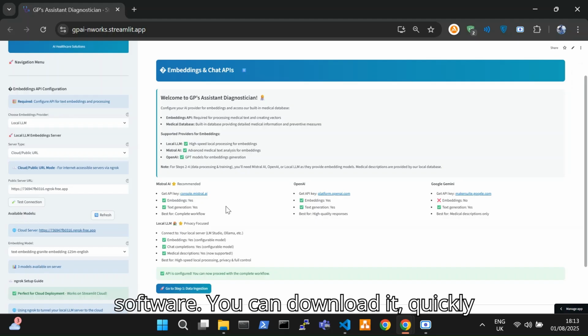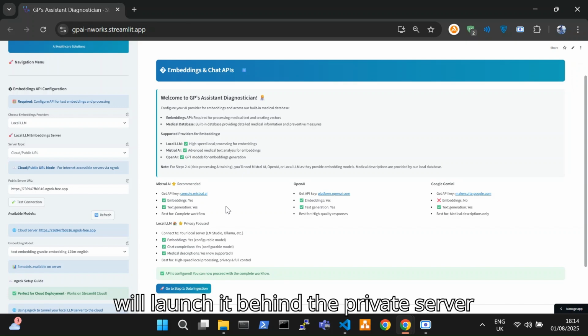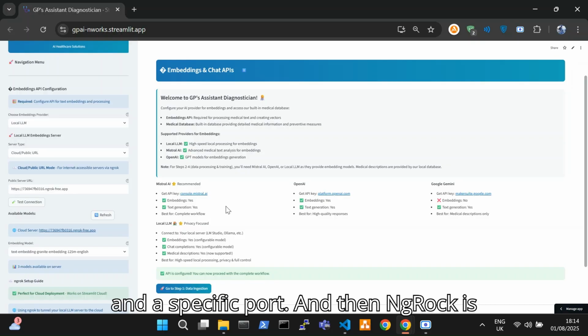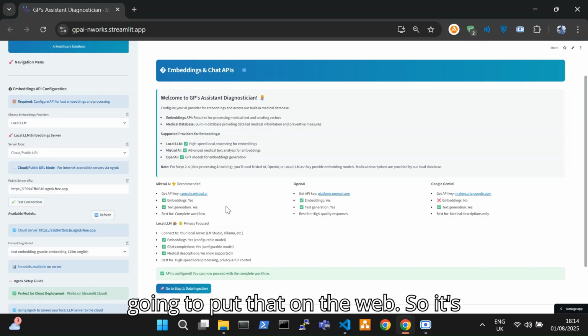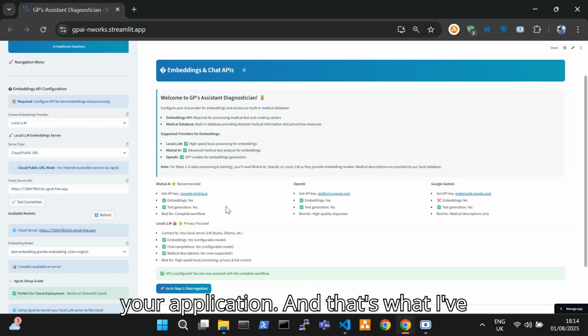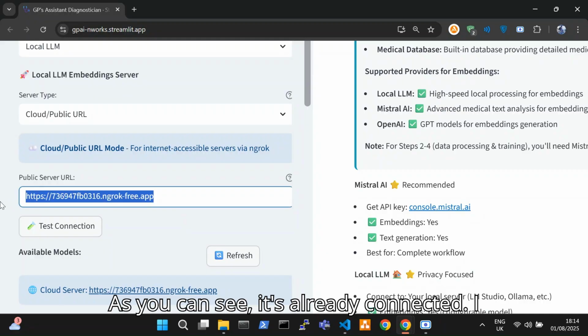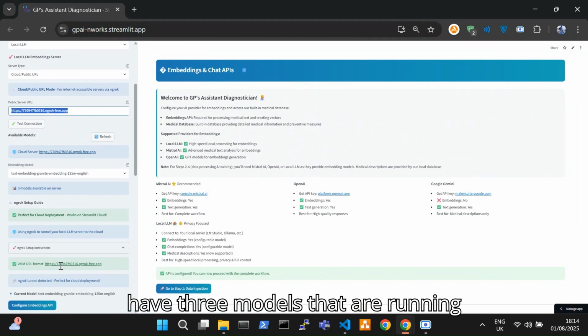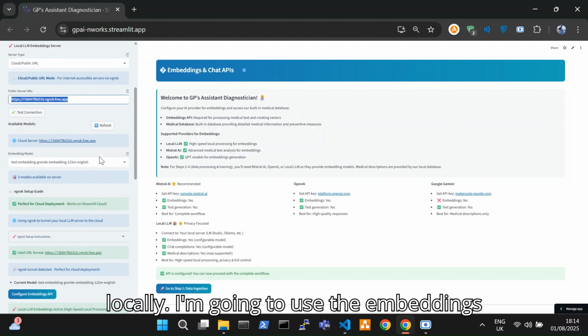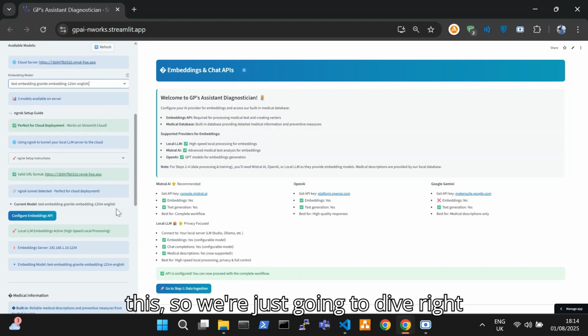It's a very nice little piece of software. You can download it, quickly configure it, and have your local LLM run on an LM Studio type application, which will launch it behind a private server and a specific port. And then ngrok is going to put that on the web. It generates a URL for you, and whoever has the URL can talk to your application. That's what I've done. So this is my little URL. As you can see, it's already connected. I have 3 models that are running locally. I'm going to use the embeddings one. Lucky for us, I've already done this, so we're just going to dive right into it.